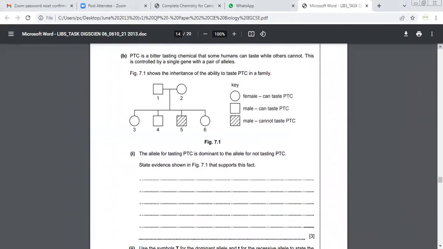As we know, number 2 is the parent. So we already know that both the parents are heterozygous. That is capital T, heterozygous dominant, capital T and small t. So the 2 is also capital T and small t, and the fifth one is small t and small t, because it has the homozygous recessive gene. That's why he cannot taste the bitterness. Okay.